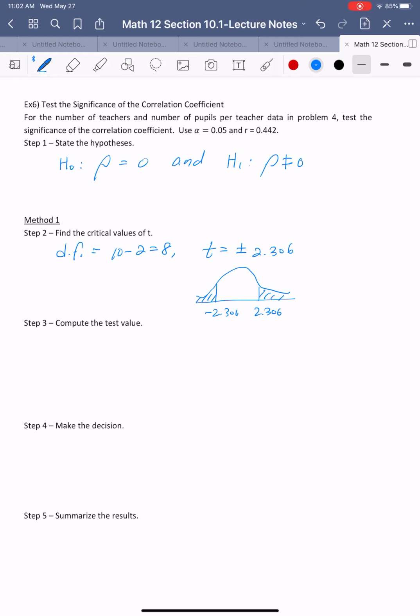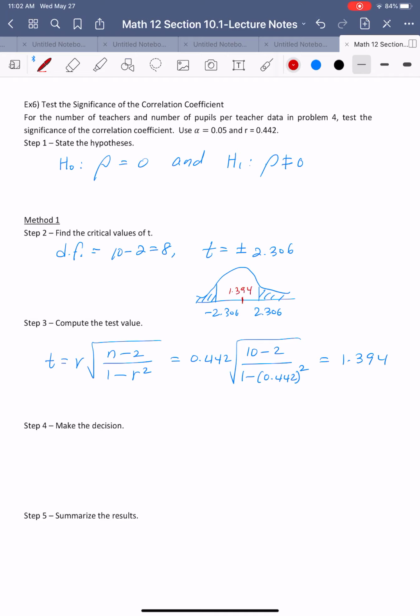All right, so now the test value, which is t equals r times the square root of (n minus 2) over (1 minus r squared), which is 0.442 times the square root of (10 minus 2) over (1 minus 0.442 squared). I got 1.394. So 1.394 is about here, right? So it's not in the critical region.